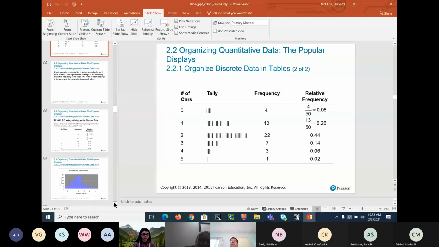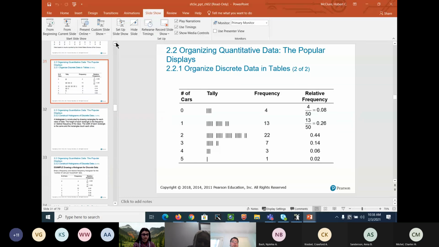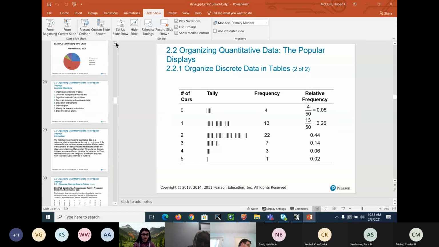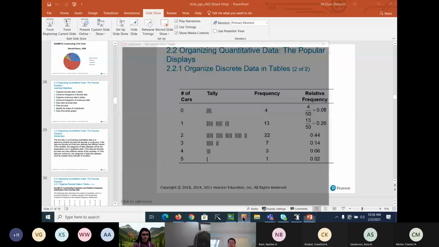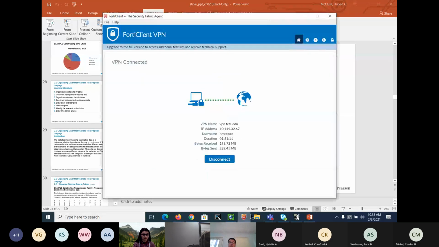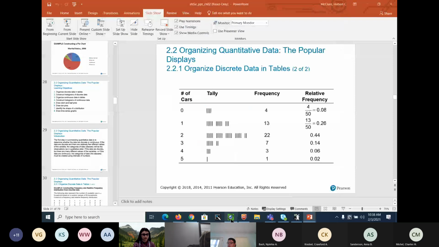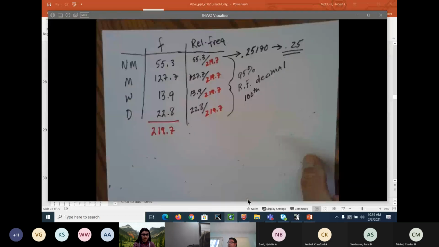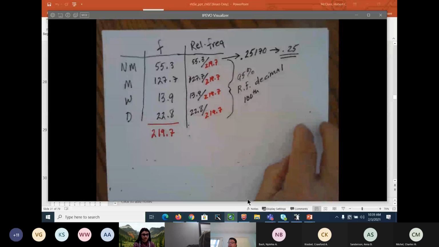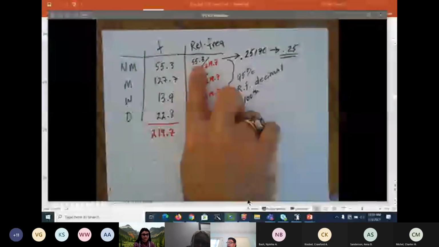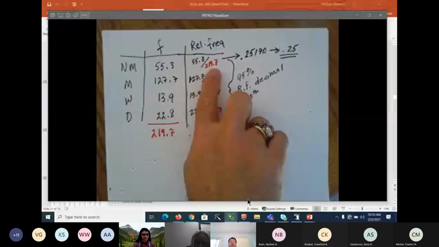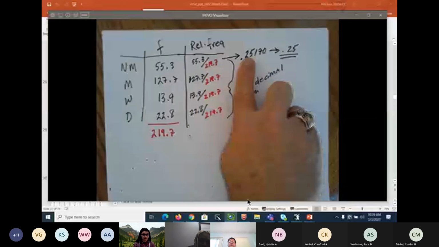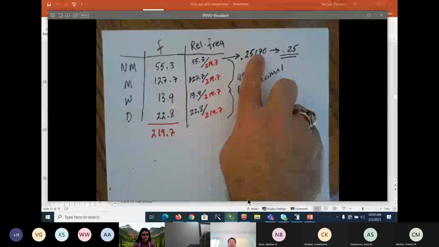Can we do that again? It's 55.3 divided by 219.7. Yes, I did the first one for you. 55.3 divided by 219.7. On your calculator, it comes out to be 0.25170.